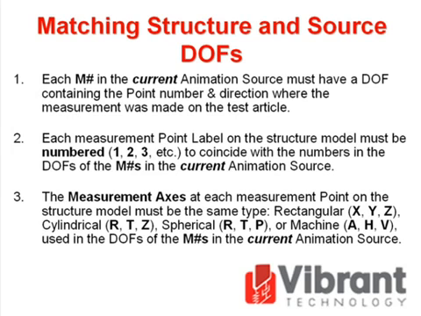2. Each measurement point label on the structure model must be numbered to coincide with the numbers in the DOFs of the measurement numbers in the current animation source. 3. The measurement axis at each measurement point on the structure model must be the same type: rectangular, cylindrical, spherical, or machine, used in the DOFs of the measurement numbers in the current animation source. In addition, the measurement axes must coincide with the actual directions of the measurement.